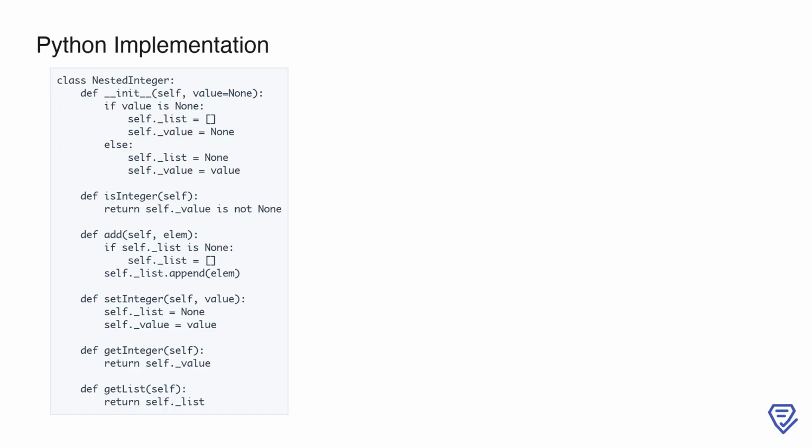The setInteger method is used to assign a value to the instance as an integer, resetting any previous list structure. Finally, we have getInteger and getList methods to retrieve the current integer value or the list, respectively, depending on the instance's type. This class provides the foundation to handle both single integers and nested structures seamlessly.